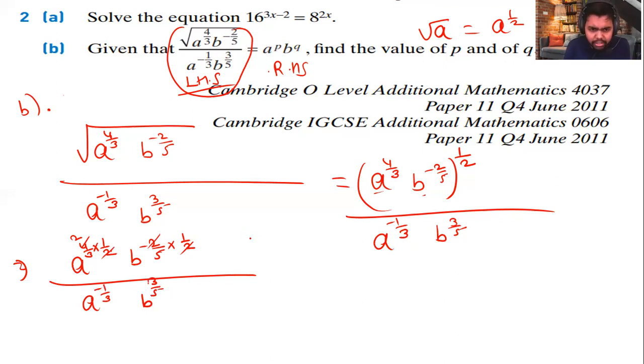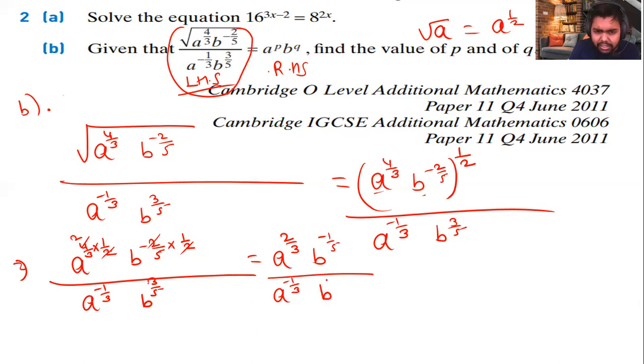The next step, I'm just going to write it freshly. Here 2 times 2 means 2 by 3, so I got a to the power 2 by 3. And I got b to the power, here it was just minus 1, 2 and 2 cancelled each other, so it's just minus 1 by 5. I have written that, and I'm writing my denominator.